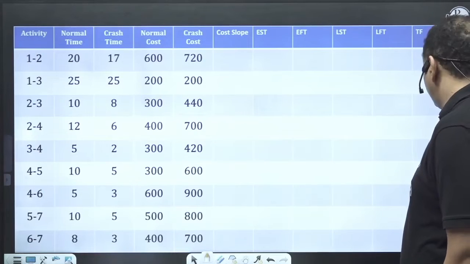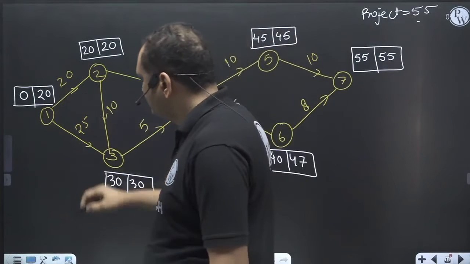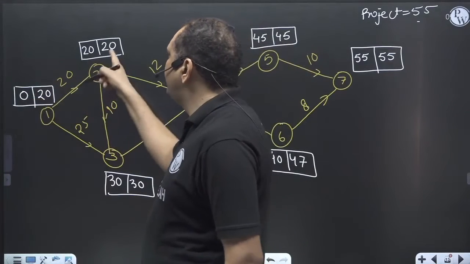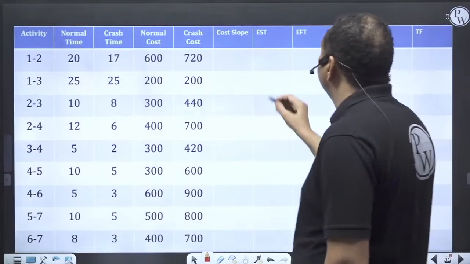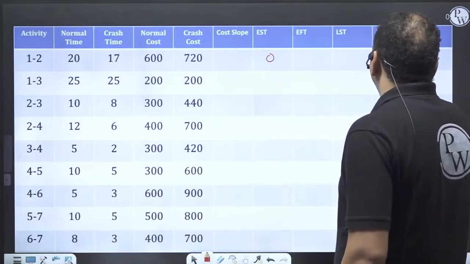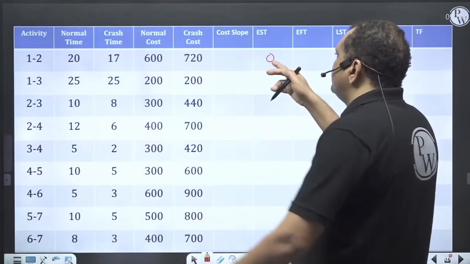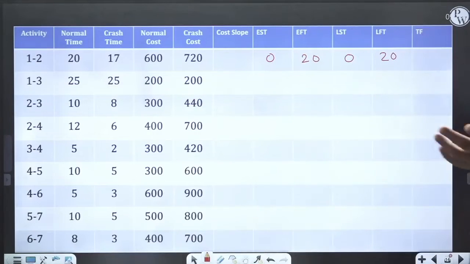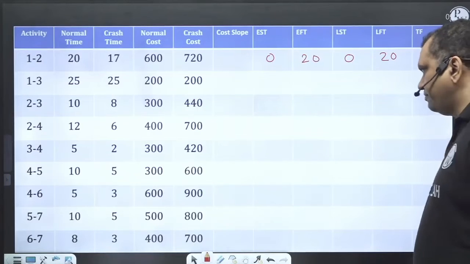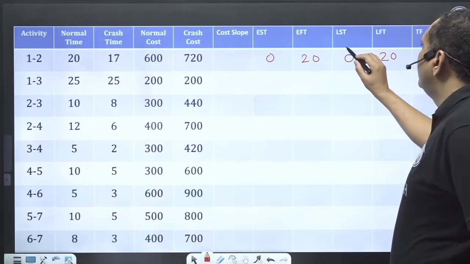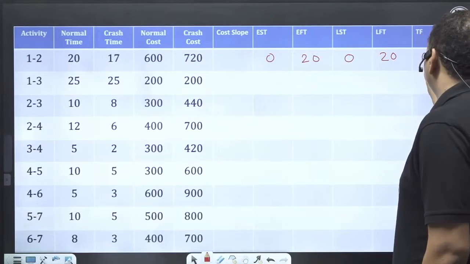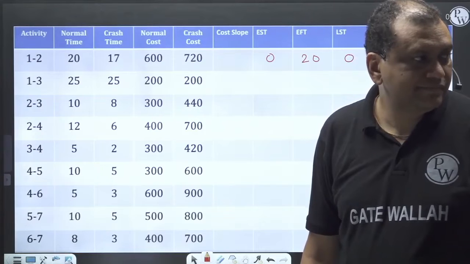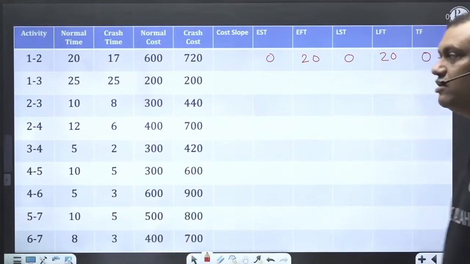EST, EFT, activity 1 to 2. Earliest start time and latest finish time, 0 and 20. Earliest finish time is 0 plus 20 is 20. 20 minus 20 is 0. The way we did before, exactly the same way. And the total float is this minus this, or this minus this. Comes out to be 0, correct? In one go, I am calculating everything.